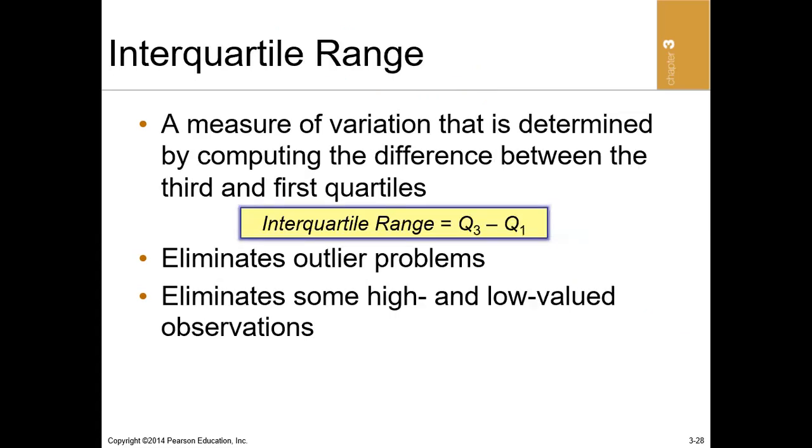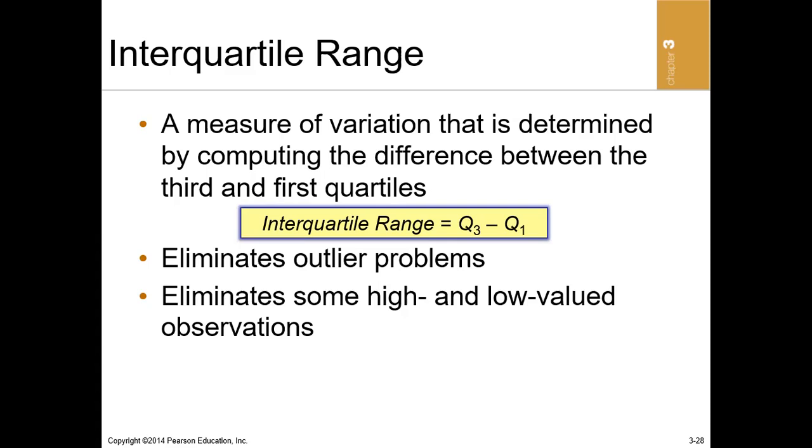The next one is what we call interquartile range. Now, remember in video 2 of this series, I talked about how to find the third quartile and the first quartile, where I said that the third quartile is the 75th percentile and the first quartile is the 25th percentile. Another way to measure variation is to find the difference between the third quartile and the first quartile. And this measure is called interquartile range.